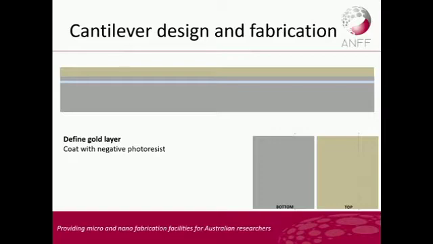So you've got 2 options. You can evaporate gold or sputter gold on top of it and etch through a photoresist mask, or you can do a lift-off process where you pattern the photoresist, evaporate gold on top, and then just lift it off, and it leaves the pattern there. The advantage of that is it tends not to cause shorts, and it's a bit cleaner.